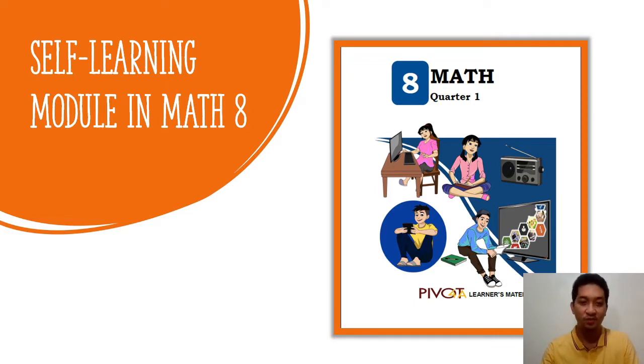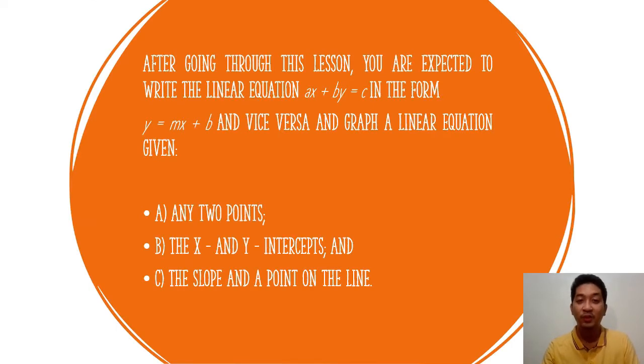So again, let's start. After going through this lesson, you are expected to write the linear equation ax plus by equals c in the form of y equals mx plus b and vice versa, and graph a linear equation given any 2 points, the x and y intercepts, and the slope and a point on the line. Okay, so these are the objectives.